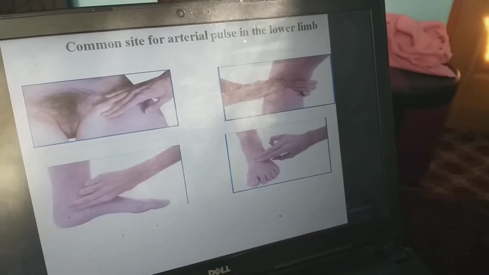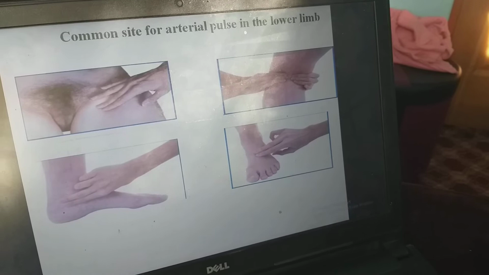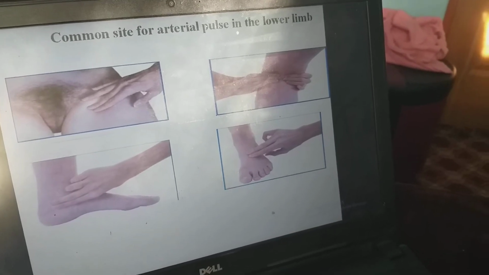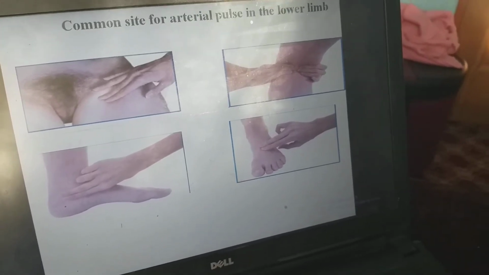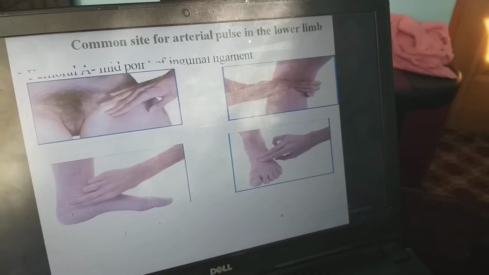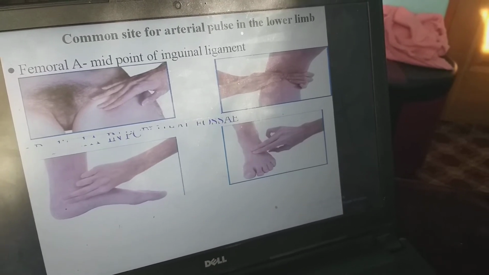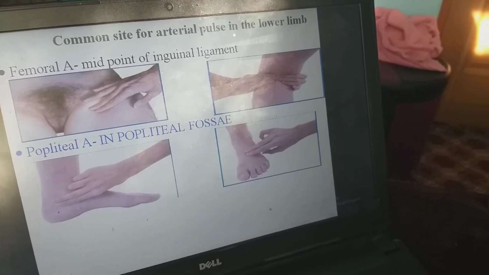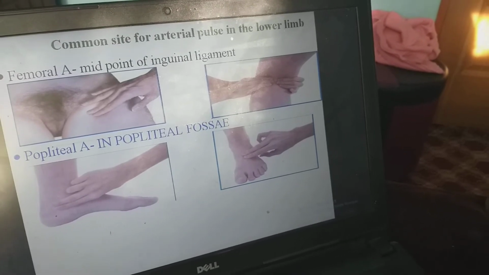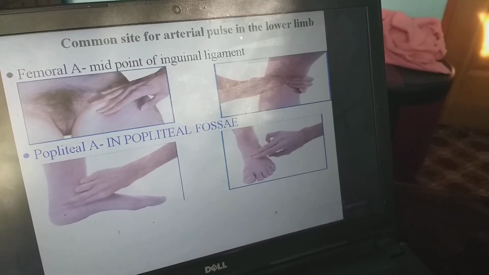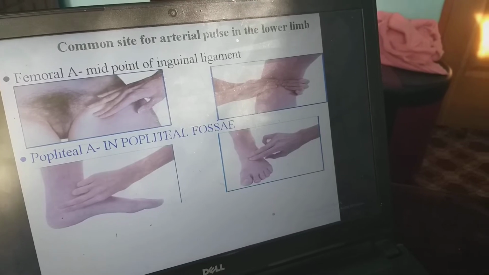This is a common site of arterial pulse in the lower limb. From here, we are going to take a pulse. Major 4 sites. Like the femoral artery at the midpoint of the inguinal ligament. Don't forget, the femoral artery is from here, the external iliac artery, at the midpoint of the inguinal ligament.